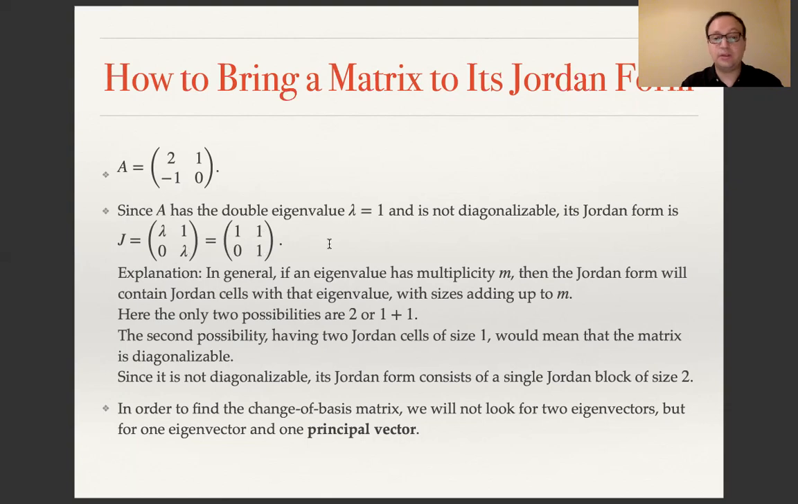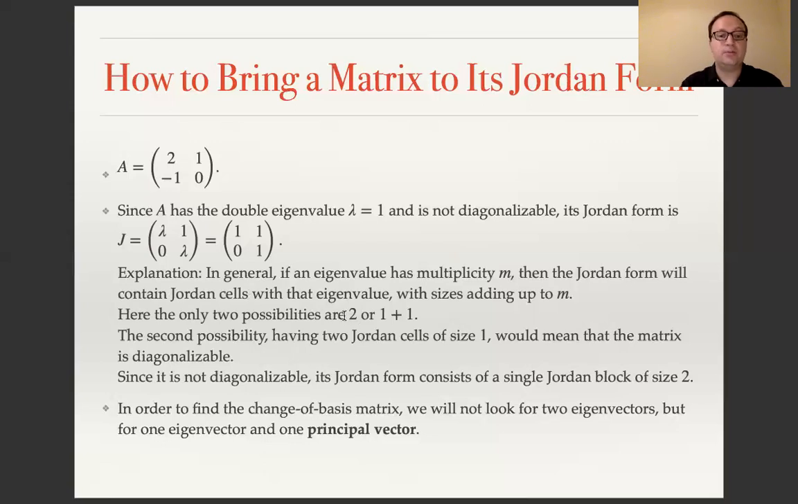All right. So in general, if an eigenvalue has multiplicity m, then the Jordan form of the matrix will contain Jordan cells corresponding to that eigenvalue of sizes adding up to m. So for example, if an eigenvalue has a triple multiplicity, so if it's a triple root, then it could correspond to Jordan cells of size 1 plus 1 plus 1, or 2 plus 1, or 3.